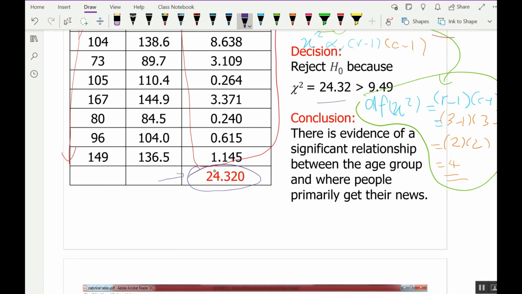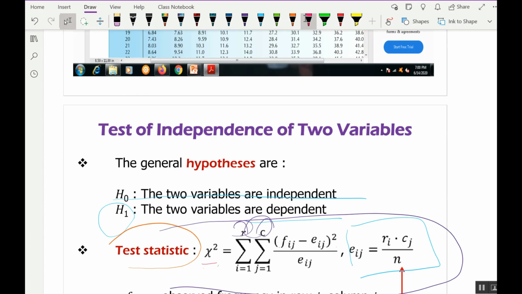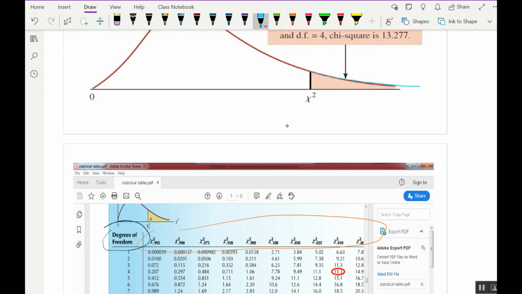You compare it with the one from the test statistic, the calculated one, which is 24.320. So you compare it with the critical value, 9.49. Obviously, it is higher, so you need to reject. If you look back at the illustration of the chi-square distribution shape, how does it look? Your chi-square here is the one you take from the critical value, 9.49 in the question we discussed just now.